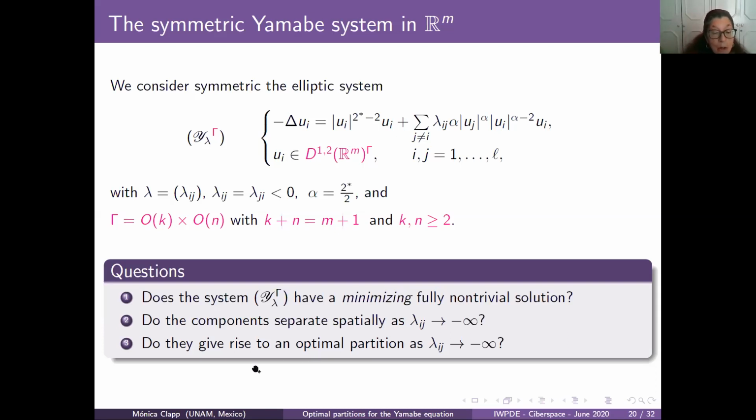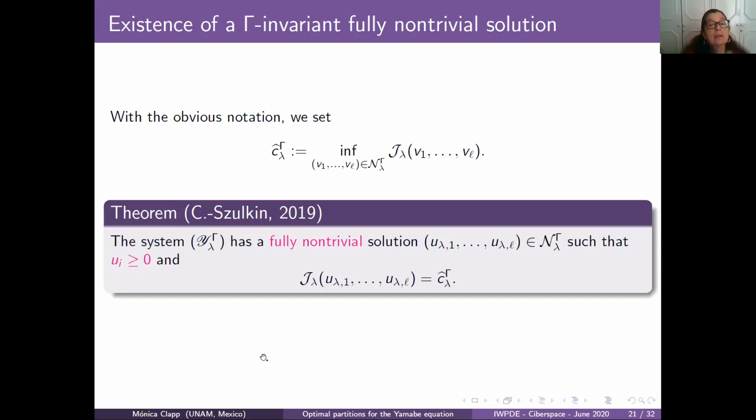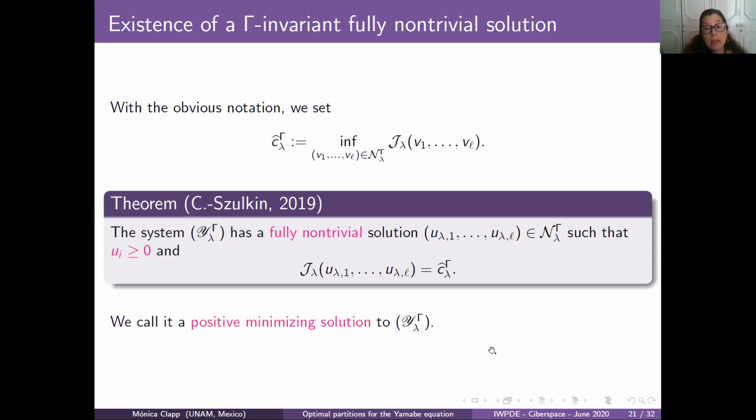Okay. So now you see, since we have the symmetries, we have compactness, and then it is very easy to see that in fact the system has a fully non-trivial solution, which is minimal, has minimal energy. Okay. And in fact, it has infinitely many solutions, but in particular, it has a positive minimizing solution. And now we want to see how these solutions behave as the coefficients lambda go to minus infinity.